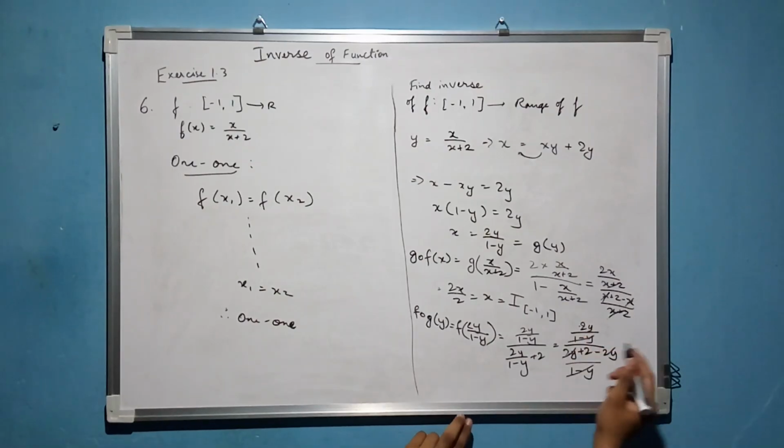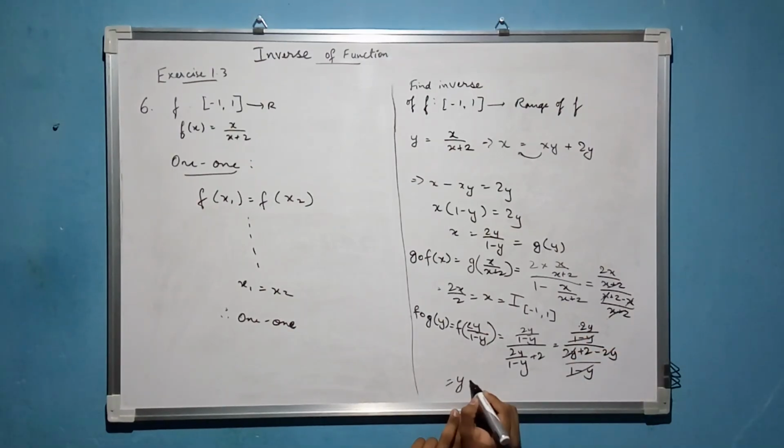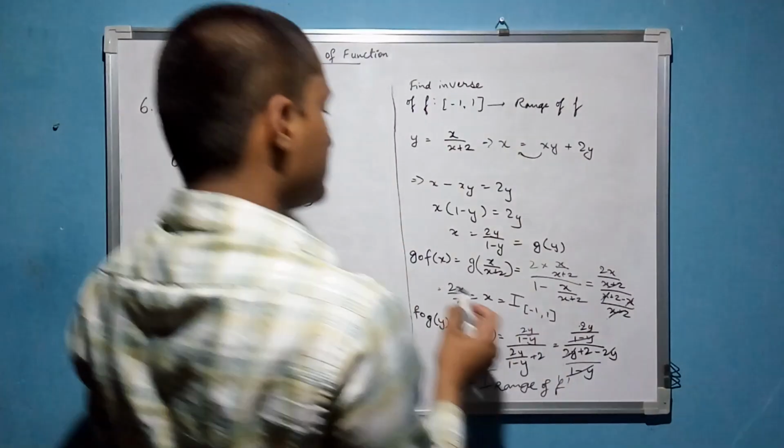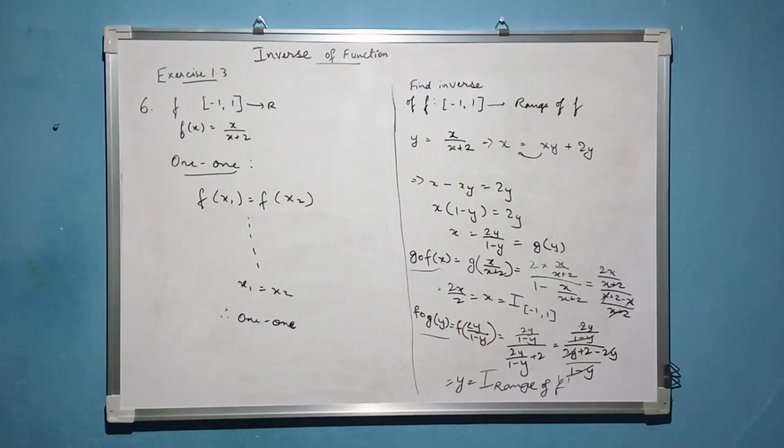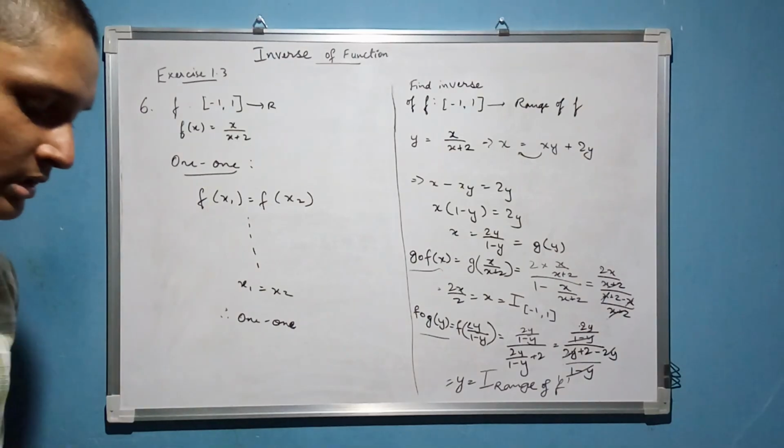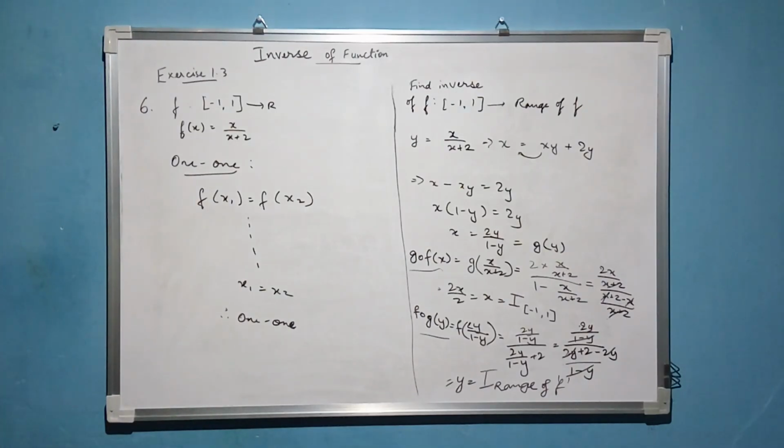This comes to be 2y divided by 2, that is y itself, or you can write it as I of range of f. Hence just by seeing this, you can tell that g is the inverse of f, or f is the inverse of g. So now next we have the 7th question. The 7th question is the same question as example 23 that I have already shown.